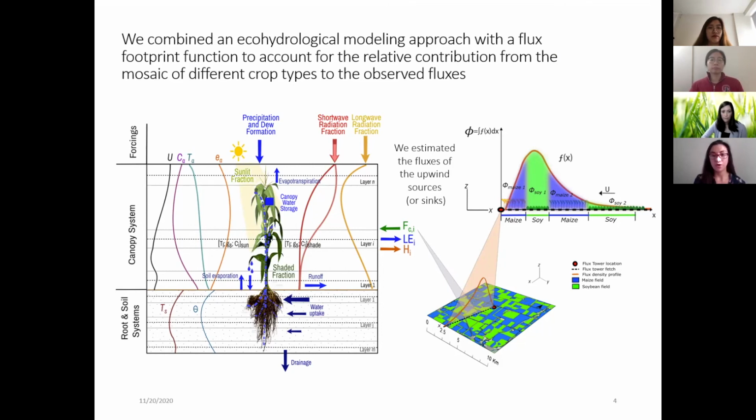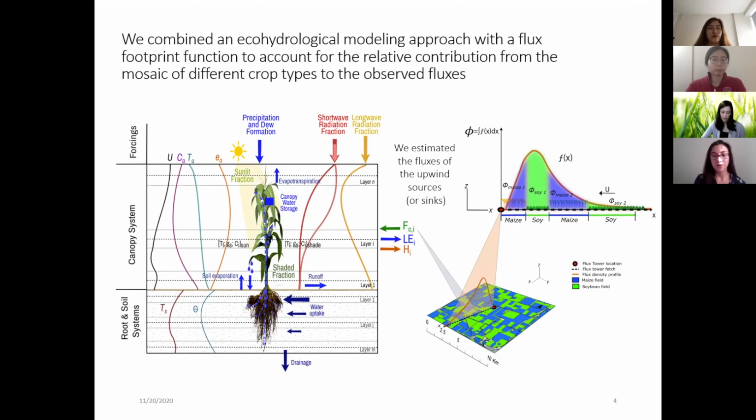Then we draw the density profile over the mosaic, which is the line that you can see in orange. That density profile represents the relative contribution to the momentum flux as a function of the upwind distance, which is the black dashed line. The density profile shows that higher contributions come from locations that are close to the tower, but not immediately underneath, and it decreases as the distance in the x direction from the tower increases.